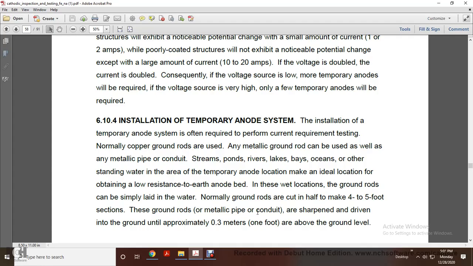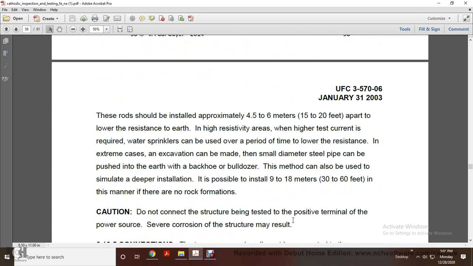These ground rods or metallic pipe with continuity are sharpened and driven into the ground, leaving approximately 0.3 meters or 1 foot above the ground level. These rods shall be installed approximately 4.5 to 6 meters apart. For lower resistance to earth and high resistance air, with the high test current, water sprinklers can be used for a period of time. For low resistance in the extreme case, an excavation can be made.